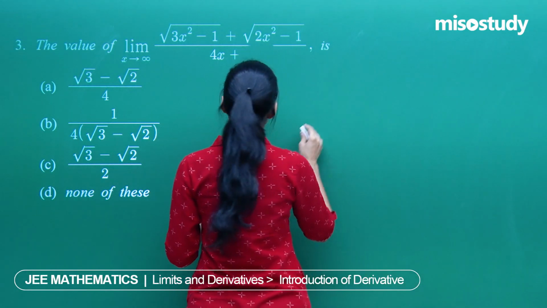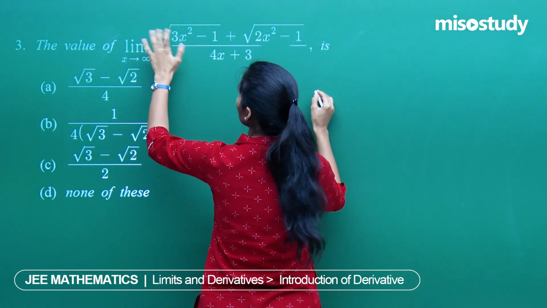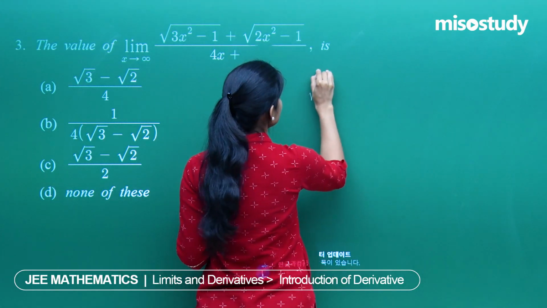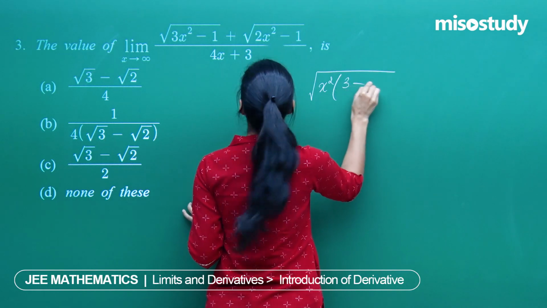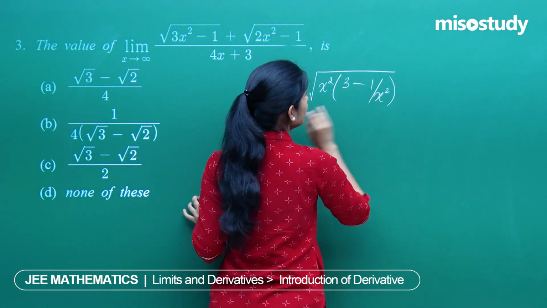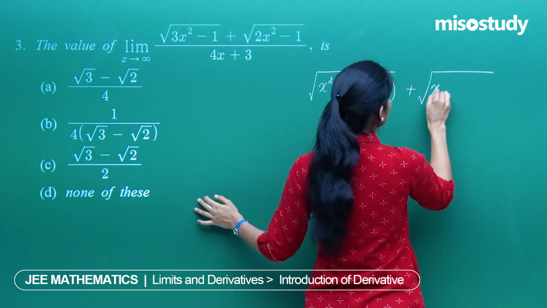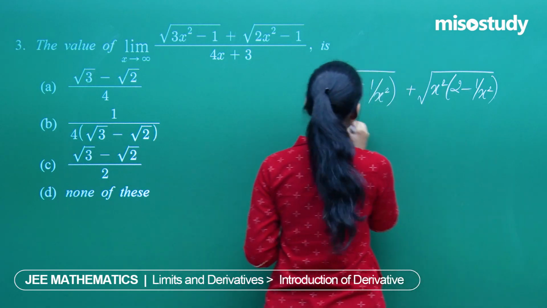So what we do in here is, we basically try to take out x square common, and from the square root, when x square comes out common, it becomes obviously x. So I basically write it as x square. Inside I have 3 minus 1 by x square plus under root x square 2 minus 1 by x square.